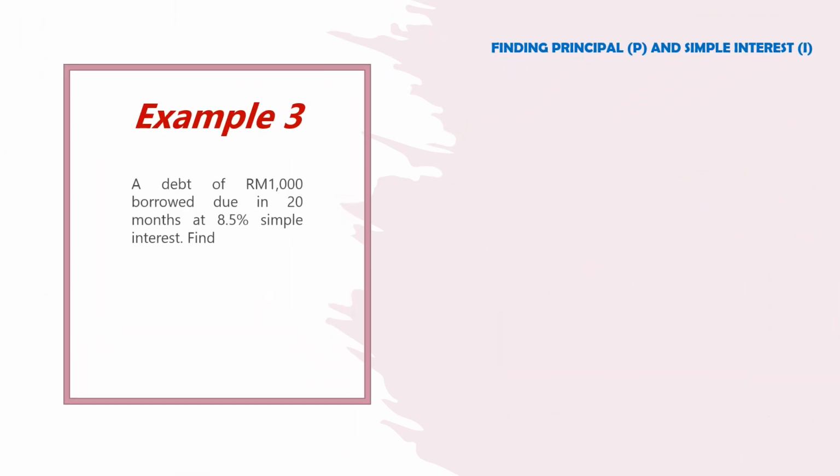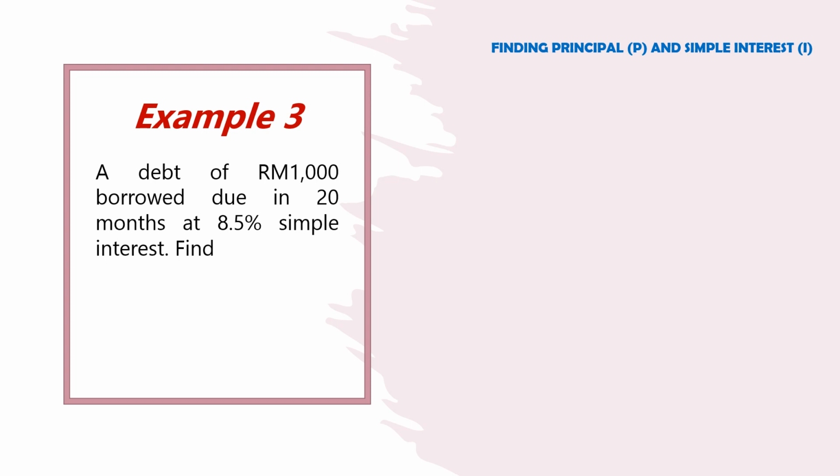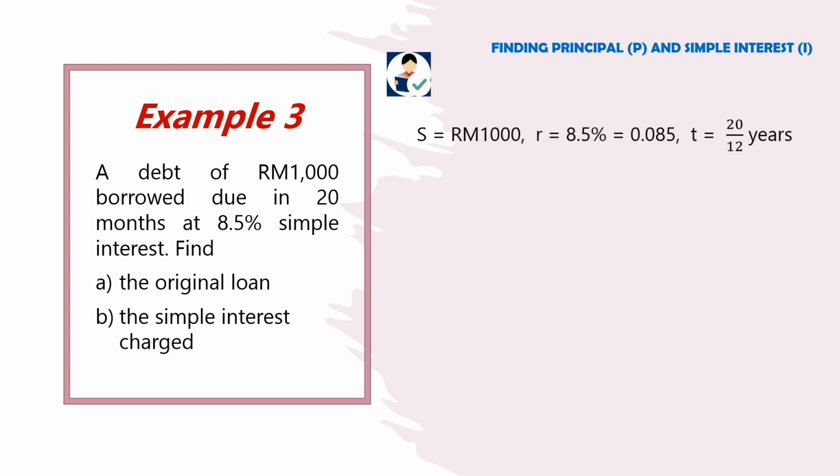Next, example 3. A debt of 1000 ringgit borrowed due in 20 months at 8.5% simple interest. Find A, the original loan, B, the simple interest charge. So from the question, 1000 ringgit is S, R is equal to 0.085, and the term is given in month, 20 months. So remember, T is the term in years. So for this question, T is equal to 20 over 12.